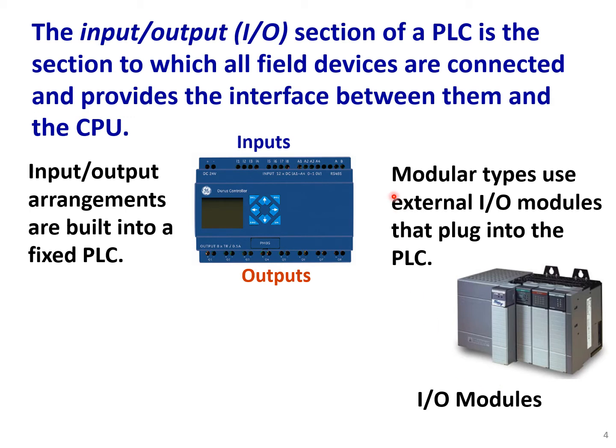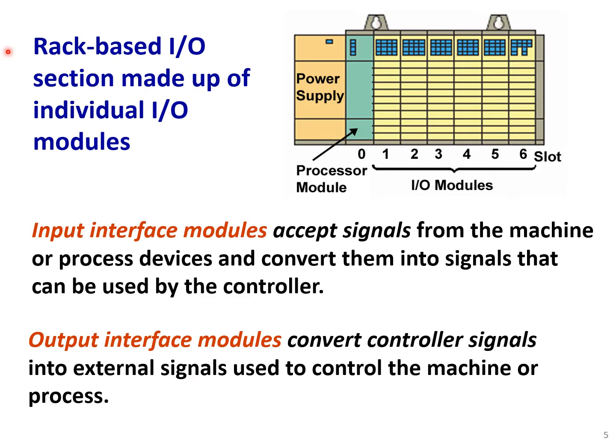Here we have a modular PLC. Modular types use external I/O modules that plug into the PLC. Rack-based I/O section made of an individual I/O module. So here we have our modular PLC, and we have multiple racks. On each rack, we could insert one input or output module.